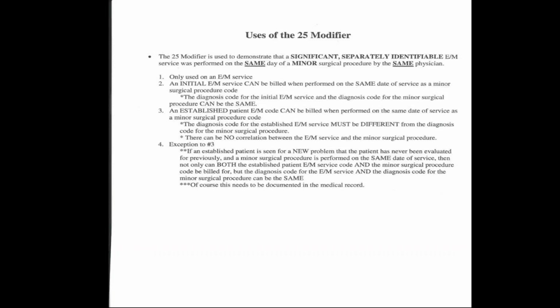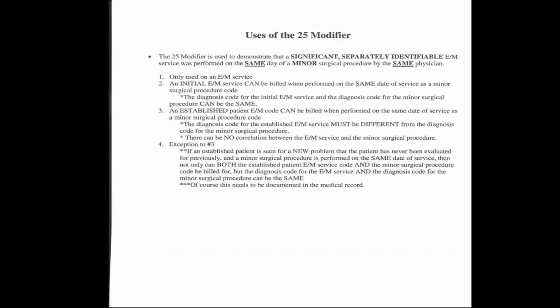The doctor x-rays that right foot, 73620 or 30, with an RT modifier, goes on line 2 with the associated diagnosis again, plantar fasciitis, M72.2. The doctor decides to administer a cortisone injection into that right heel. 20550 with an RT modifier goes on line 3 with the diagnosis code M72.2 plantar fasciitis.